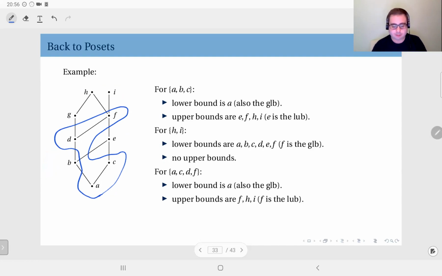And what about upper bounds? F itself is an upper bound. Now this time it's inside the subset, but also H and I are other upper bounds, but the least of them is F. So F is the least upper bound of this subset.